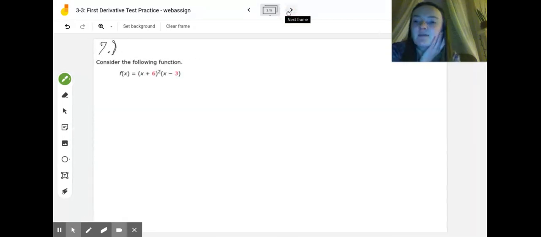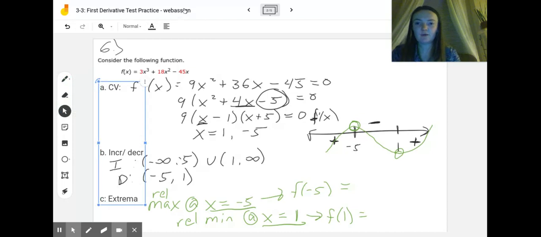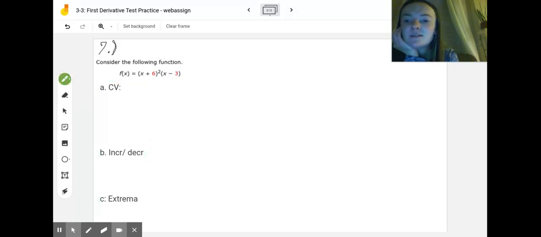Next question, number 7 for WebAssign. Consider the following function. I want to answer the same questions as I did before, so let me actually copy and paste these questions. So I still want to answer these same questions. So in general, when you're doing the first derivative test, you're always going to find the critical values first, increasing, decreasing, and then extrema. All right, so I want to know, when does this derivative equal 0?